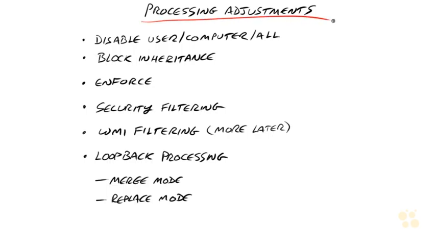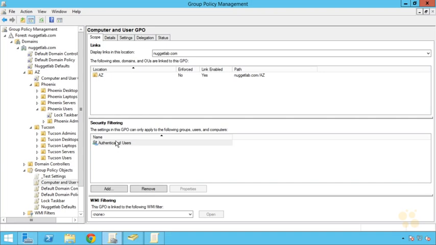Here, we're going to go beyond the default flow of the scope of management and look at processing adjustments. Things you can do to force group policy objects to not apply the way they would normally apply. For example, you can disable all the user-side settings, the user configuration, or you can disable the computer configuration setting, or you can disable both, actually. So in order to do that, let's take a look at an example here.